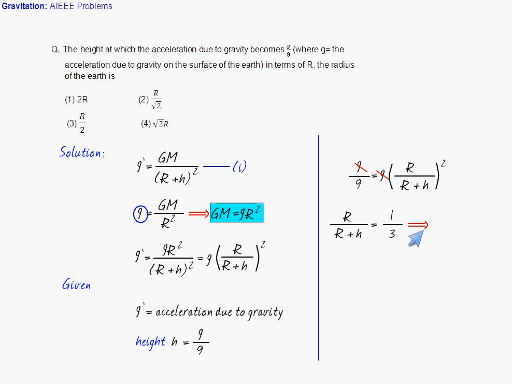This implies that 3R is equal to R plus h. So this implies that h is equal to 2R. This is given in option 1. So option 1 is the right answer.